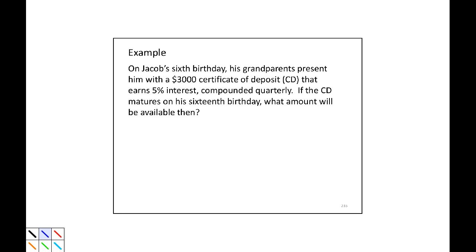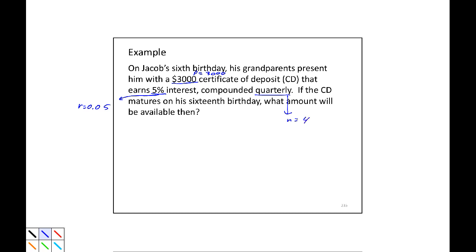Let's again identify the information we have. We have a $3,000 certificate of deposit, so that would be P equals 3,000. It earns 5% interest, so a rate of 0.05, changing that to a decimal. Compounded quarterly means that N equals 4. And it matures on his 16th birthday. Well, what does that tell us? He received this when he was 6, so this means that T equals 10. It has been 10 years.